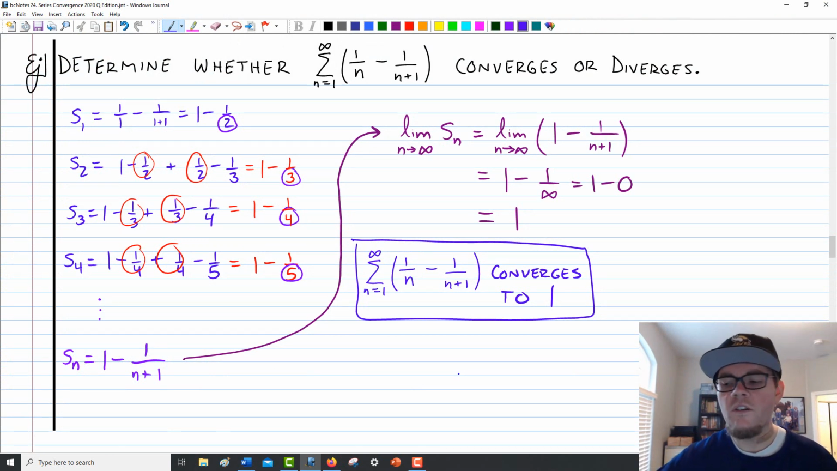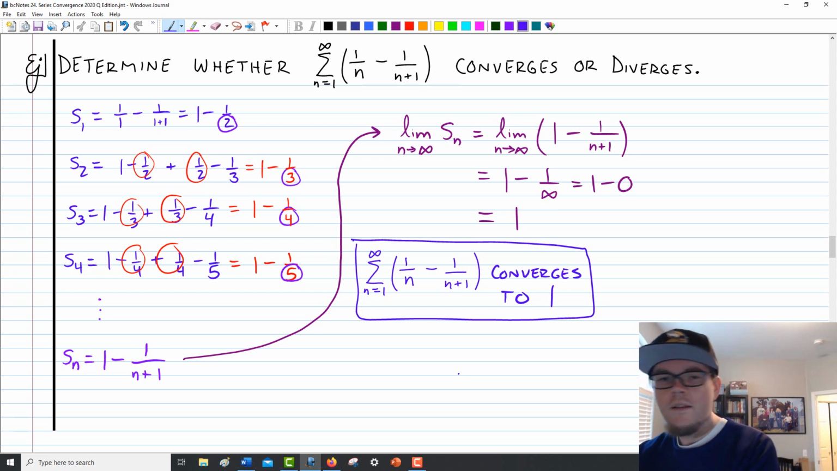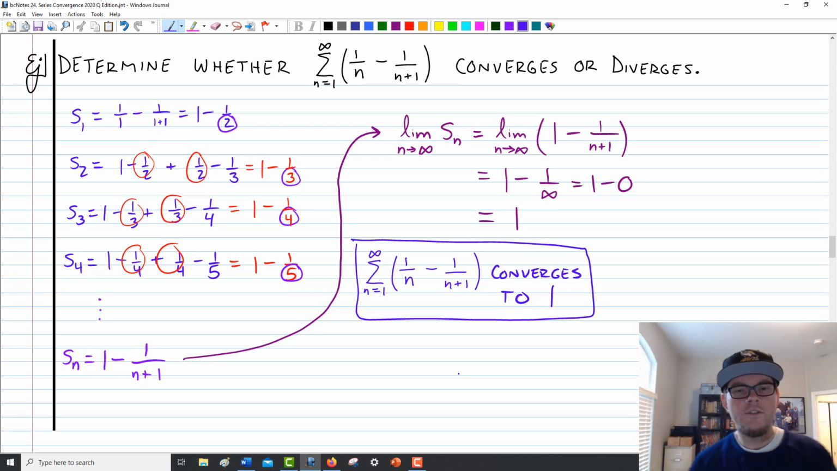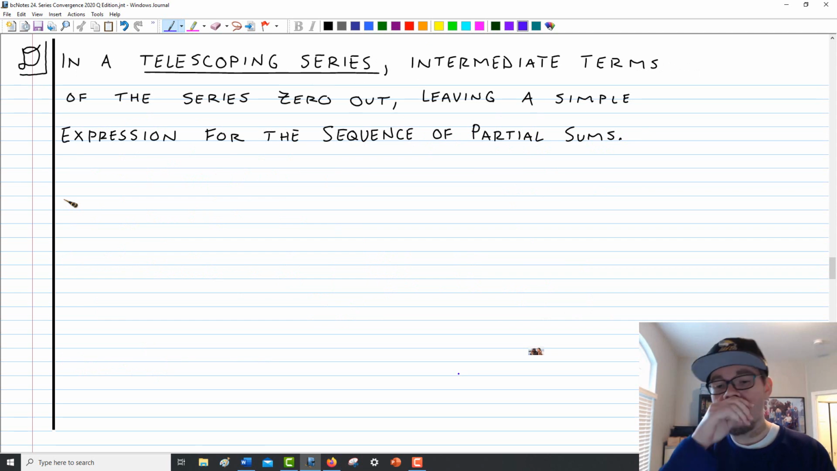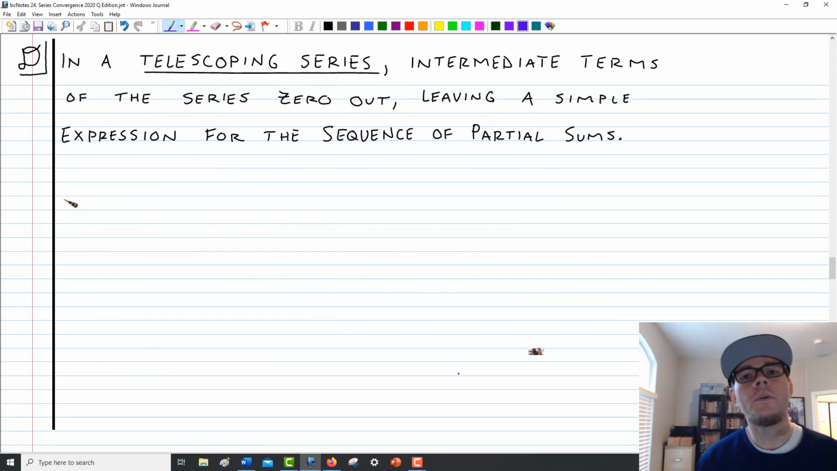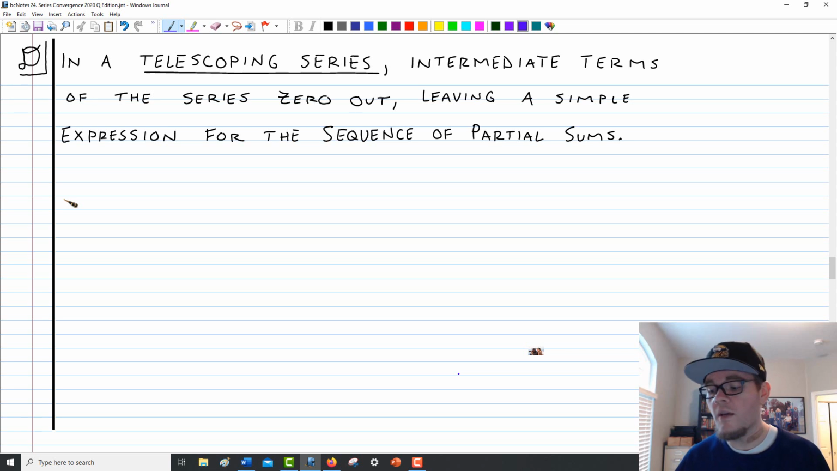So this type of series was just a sequence of partial sums opportunity, but the way that the terms kind of zeroed each other out, the way they added up to 0 and undid one another, makes it a very specific and kind of common type of series. This is called a telescoping series. And as it says in here, a telescoping series has intermediate terms of the series zeroing out, leaving a simple expression for the sequence of partial sums.